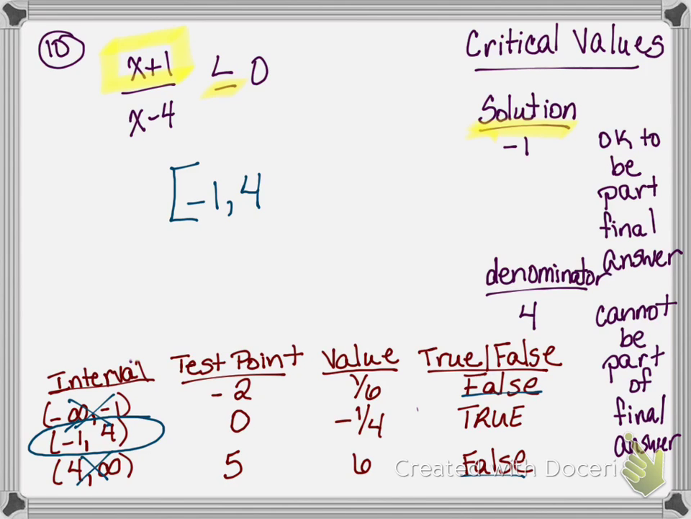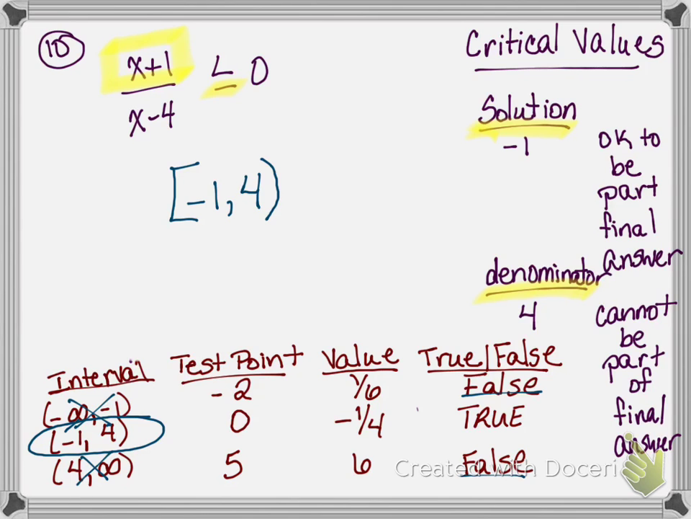Now, we talked about the denominator. When I set the denominator equal to 0, I got 4 for my value of x. So if I plugged 4 into my original function, I would get a 0 on the denominator, and that is not allowed. When I plug 4 in, that makes this entire x plus 1 over x minus 4 undefined. So 4 cannot be part of my final answer because that is what makes it undefined. So I have to use a parenthesis there.